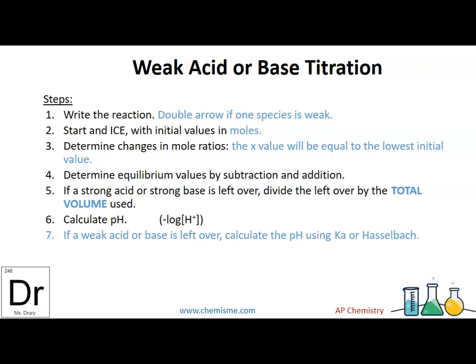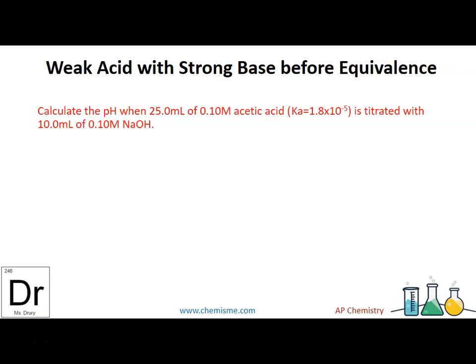If a strong acid or base is left over, you divide by the total volume and you take the negative log. And that's all the old rules. We're adding a rule to this. Number 7 says, if a weak acid or base is left over, calculate the pH using the Ka value, and so ICE box it, or Henderson-Hasselbalch. And I'm going to be showing it with Hasselbalch because it's a little cleaner and easier to follow. So here's an example.